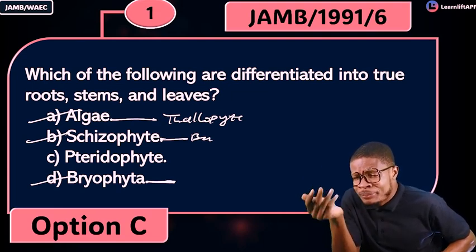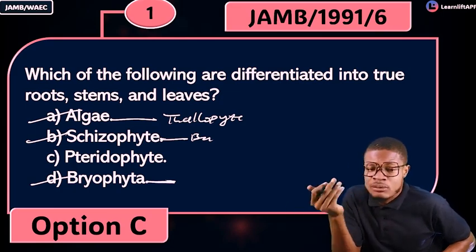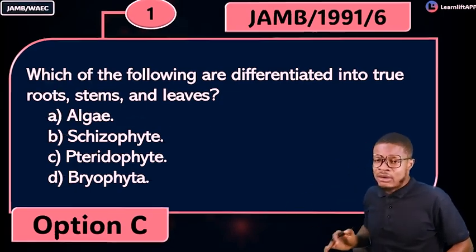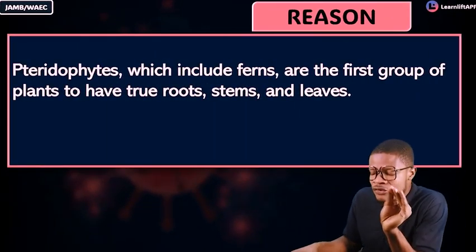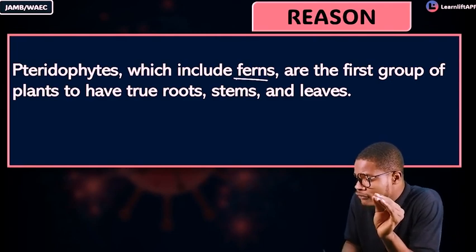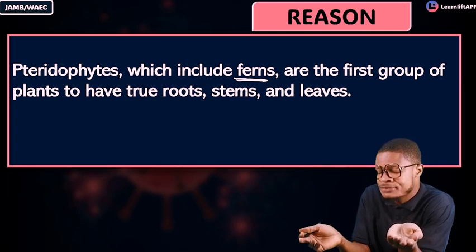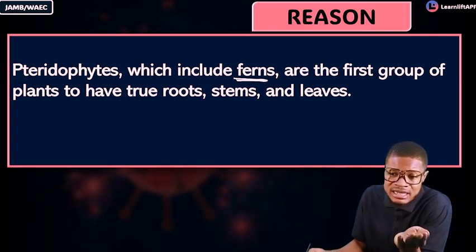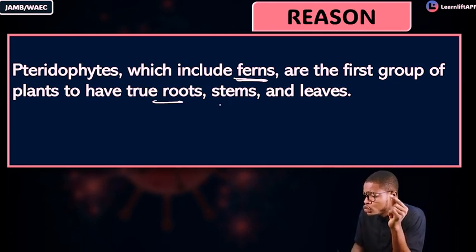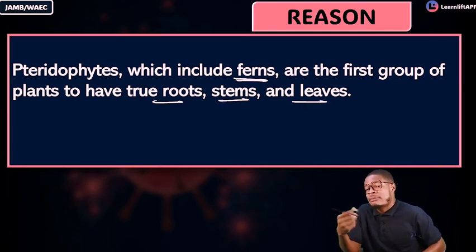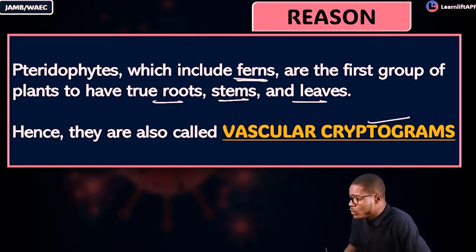So the first group of plants that successfully develop vascular bundles, it starts from where? Pteridophytes. Are you getting it now? And don't forget the reason why pteridophyte is the answer. We said that pteridophytes, which are the guys that we call your ferns, the popular name for pteridophytes, ferns are their popular members, right? They are the first group of plants to have true roots, true stem, and true leaves. So vascular bundles start with them. And don't forget this, that hence they are called vascular cryptogams.